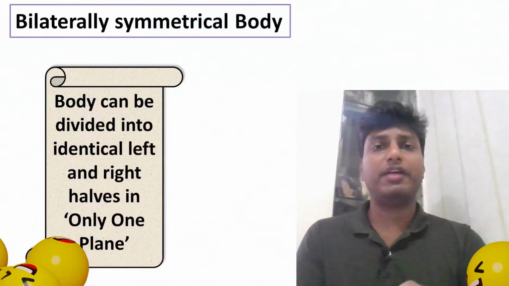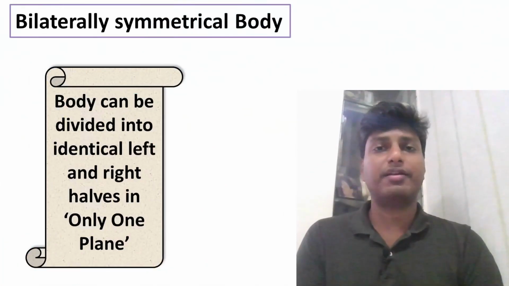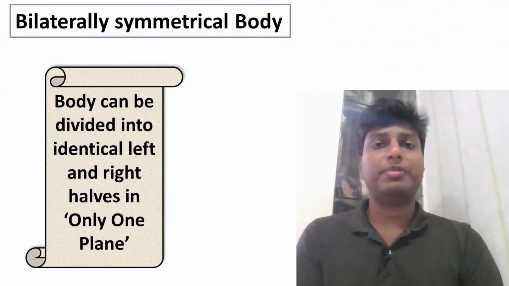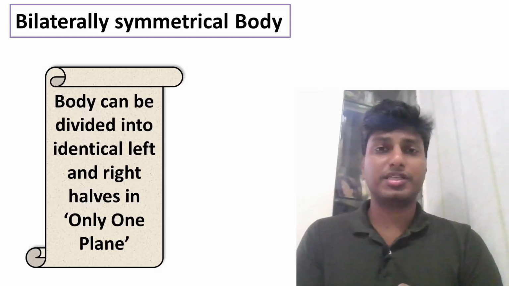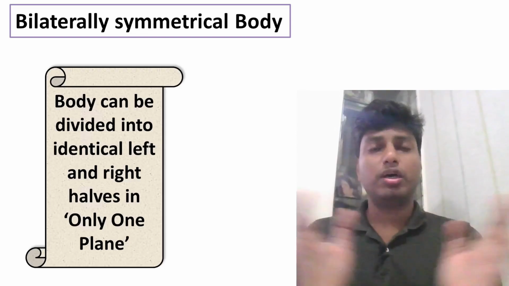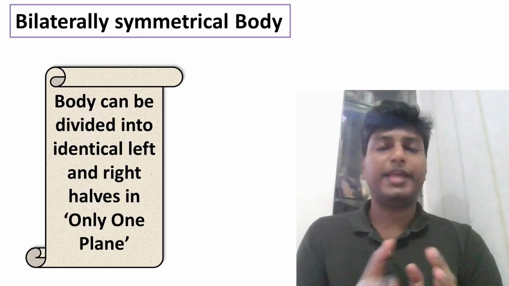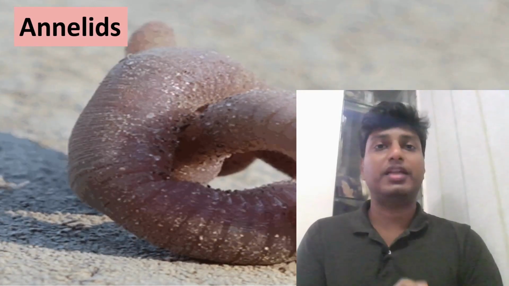Now going ahead, we have a third type of body which is known as bilaterally symmetrical body. So what do you mean by bilaterally symmetrical? Here the word bi means two and laterally means it can be divided into two parts across a vertical plane only. So here we have examples of the phylum Annelids.